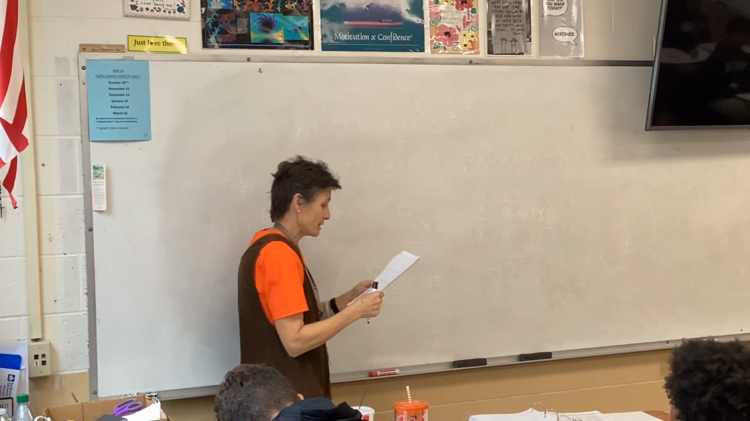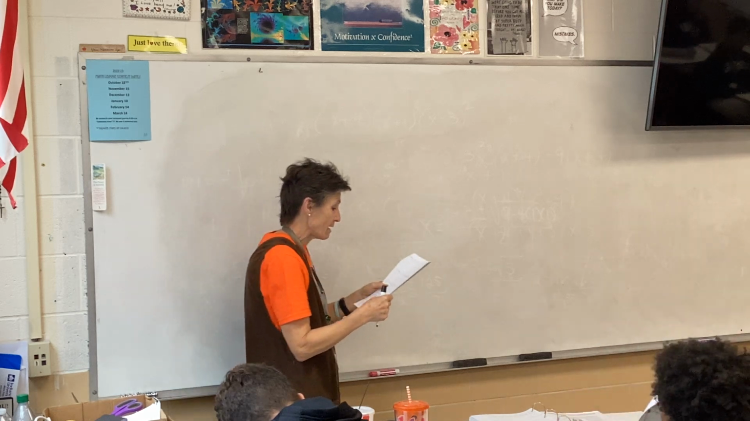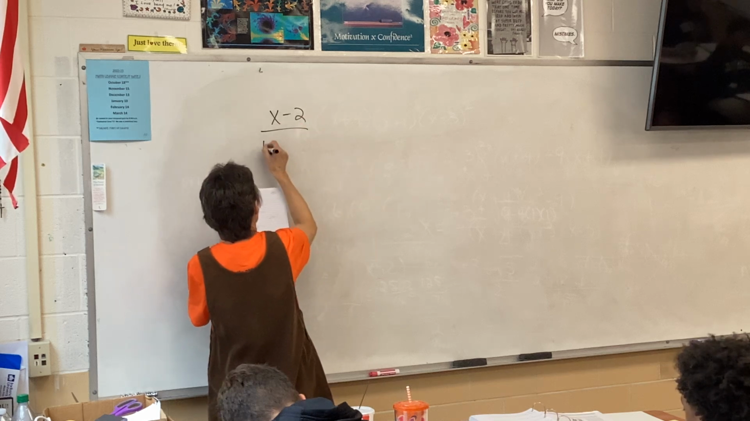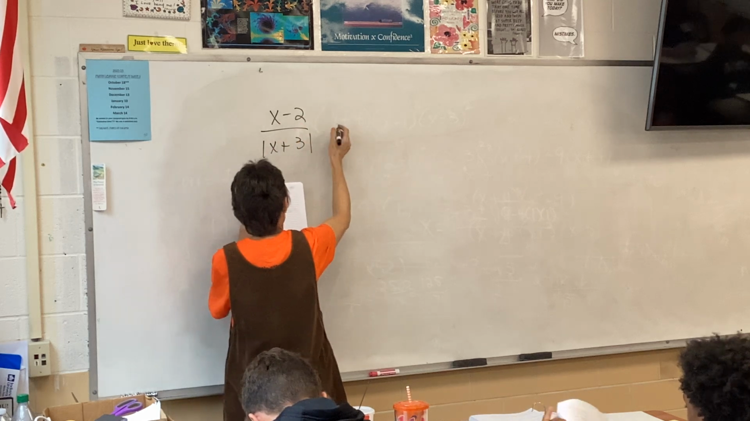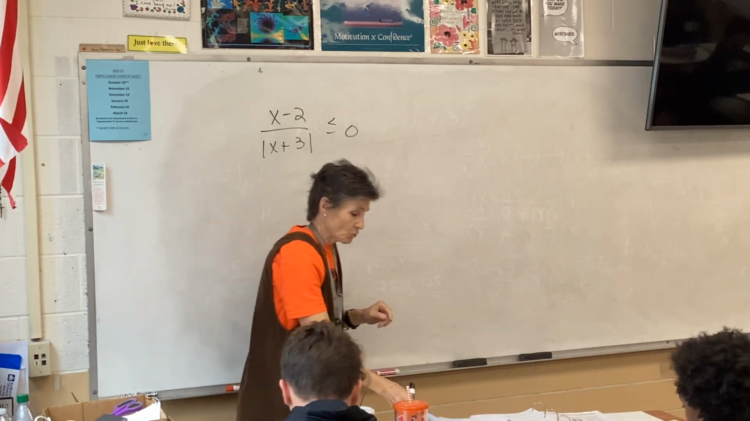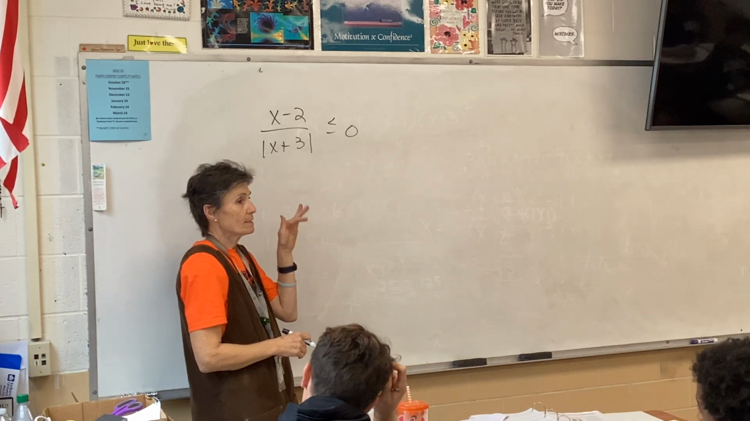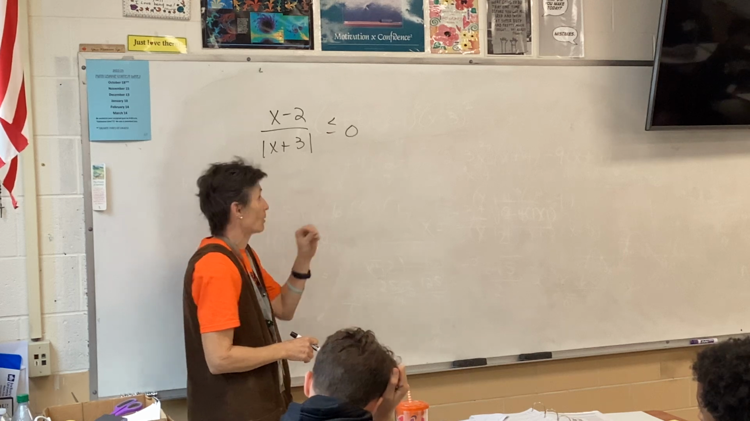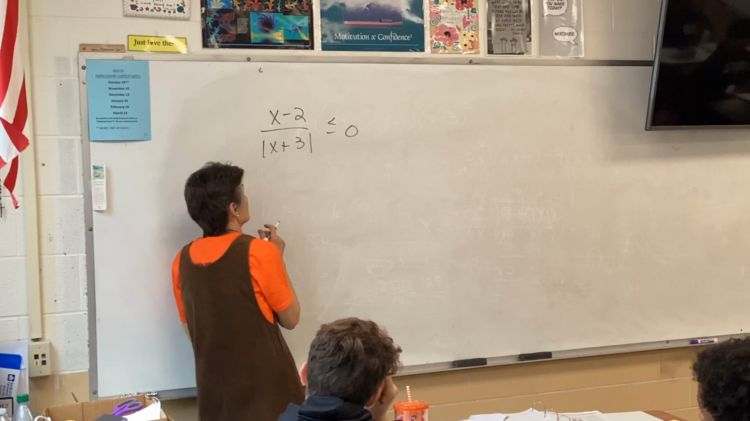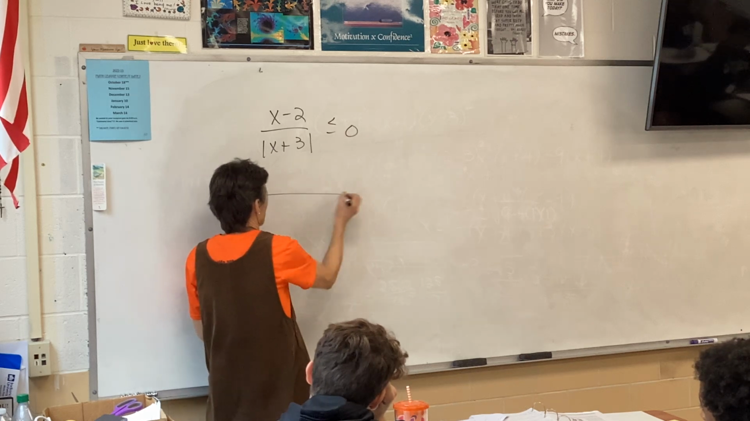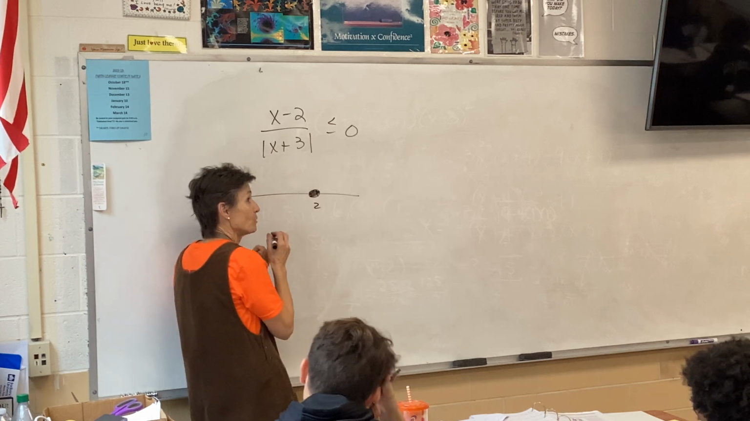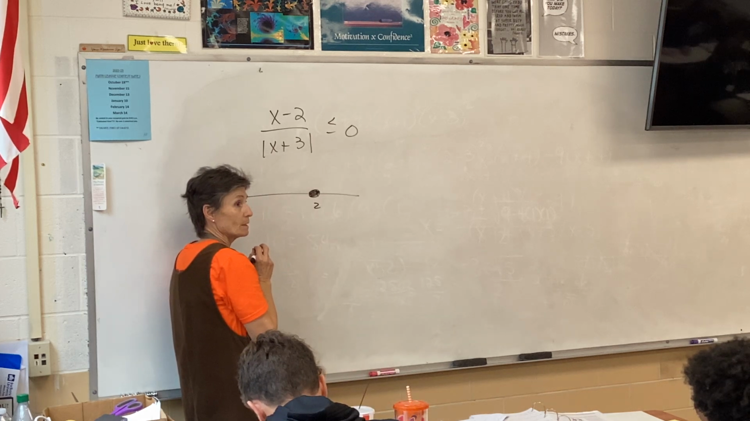We are on page 33, number 5. Solve, no calculator. So this is kind of like one we did yesterday. First of all, where does this thing equal 0? Because it says less than or equal. So where does it equal 0? It equals 0 at 2. So 2 is going to be an answer, right?